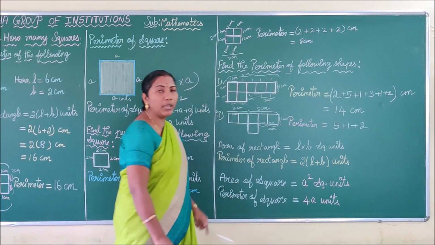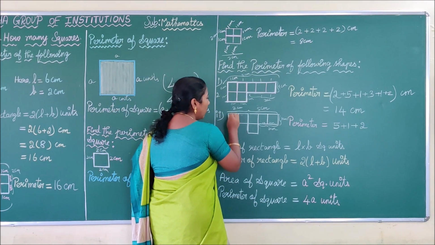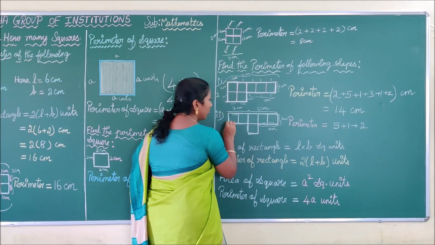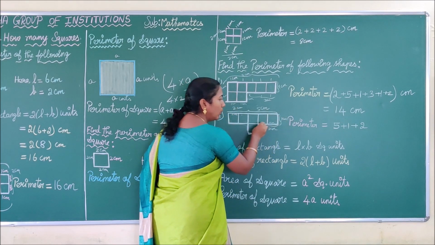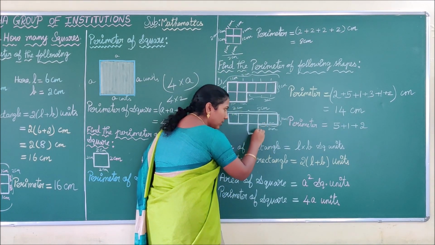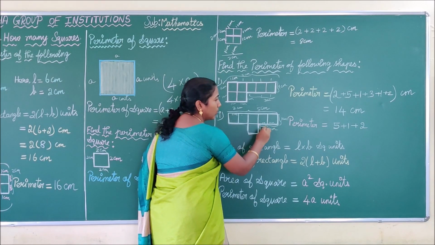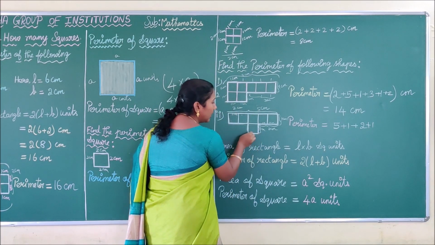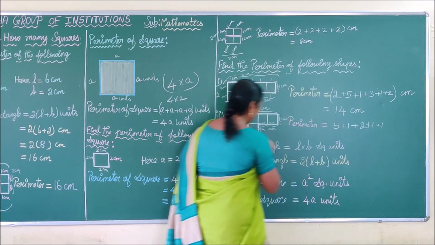Listen carefully, children. Perimeter means total length of the boundary of the given shape. So this is the boundary. Listen carefully. This is the boundary of the given shape. So we have written 5 and 1 and 2. So you have to write the length of this side also. What is the length of this side? 1 centimeter. So here you have to write 1 centimeter. It's clear, children. What is the length of this side? 1 centimeter. So here you have to write plus 1.